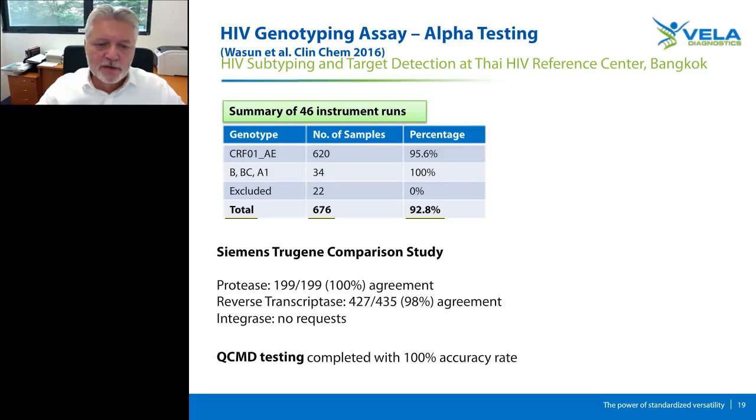The group looked at protease and reverse transcriptase used in Siemens routine versus a VELA assay, and they found 199 samples, 100% agreement, and for RT, they found 98% agreement. They also did QCMD testing, which passed with 100% accuracy. So this data shows that the assay works very well. For the time being, this center uses the assay on a routine basis.